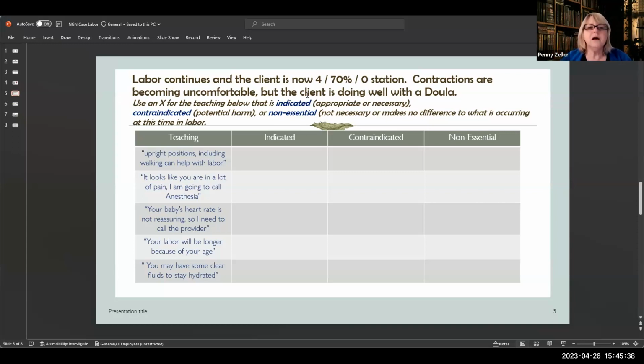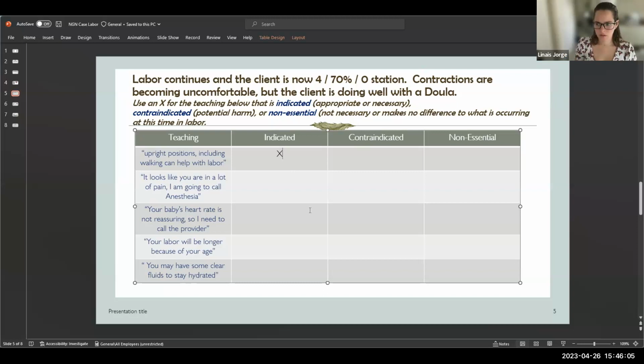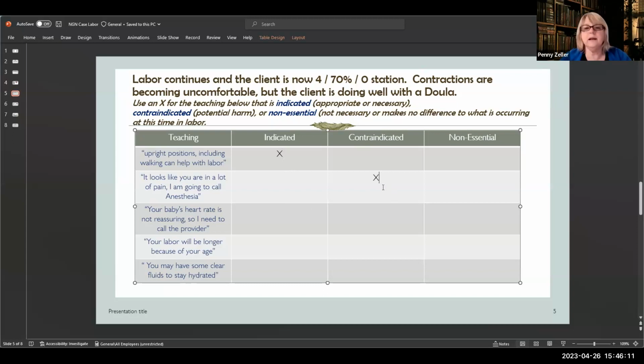Okay. The first one, upright positions, including walking, can sometimes help during labor. It increases circulation and comfort. Is that indicated? Yes, indicated. Next: it looks like you're in a lot of pain. So she's validating the client's pain. I'm going to call anesthesia, is what she says. Is that indicated? Contraindicated. She wants a natural birth. That's right. It's contraindicated. What about your baby's heart rate is not reassuring? Okay, so I need to call the provider.